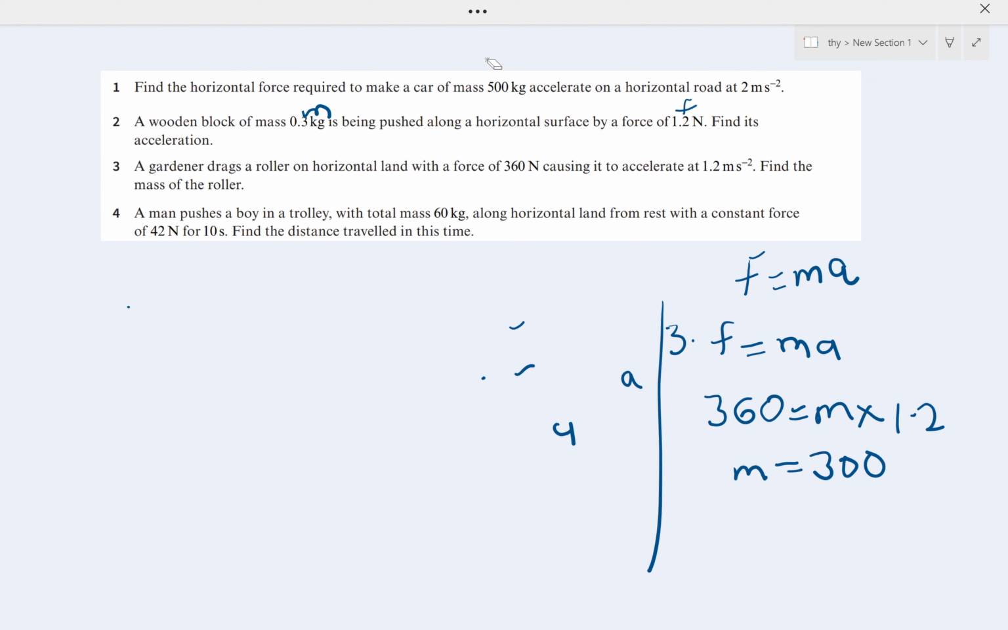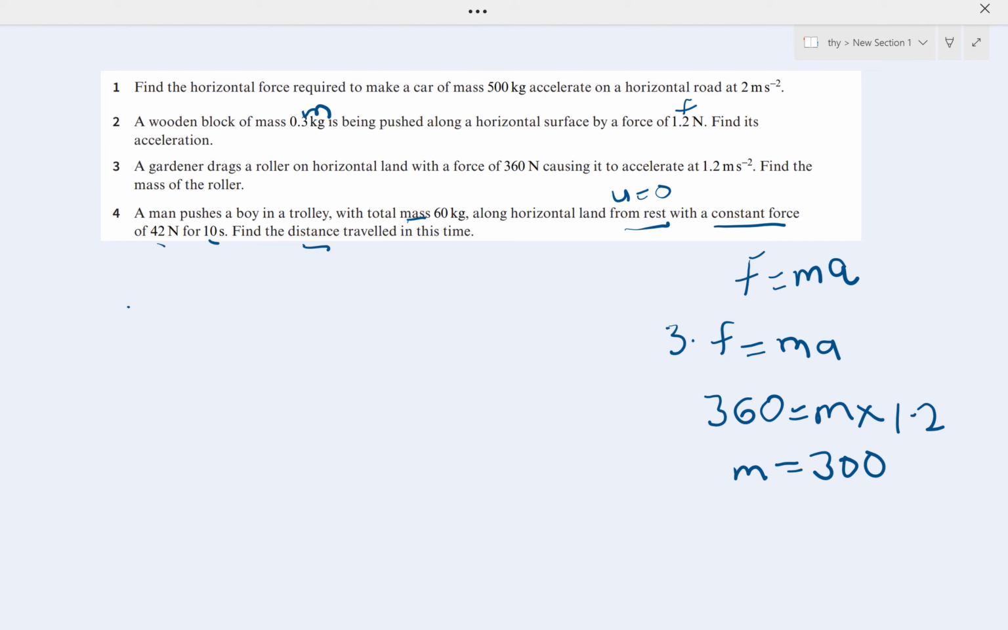Let's do question 4. A man pushes a boy in a trolley with a mass of 60 kilograms along horizontal land from rest with a constant force of 42 newtons for 10 seconds. Find the distance traveled in this time. So this time we have a little bit more information. We've got distance, we've got mass, we've got rest. What does rest mean? It means the initial velocity is 0. We've got a constant force of 42 newtons for 10 seconds. So let's see what we can do with this.